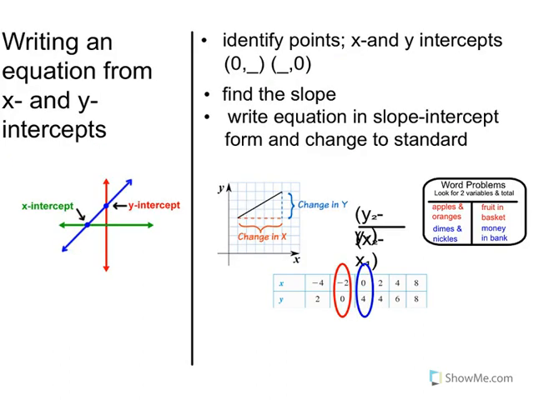When we're writing the equation from the x and the y-intercepts, you need to identify the x and the y-intercepts. That could be from a graph, from a table, or from word problems. Remember that the x-intercept is when y is 0, and the y-intercept is when x is 0. Once you have those two points, you can use them to find the slope. Then once you have the slope and the y-intercept, you can write it in slope-intercept form, and then convert it into standard form.